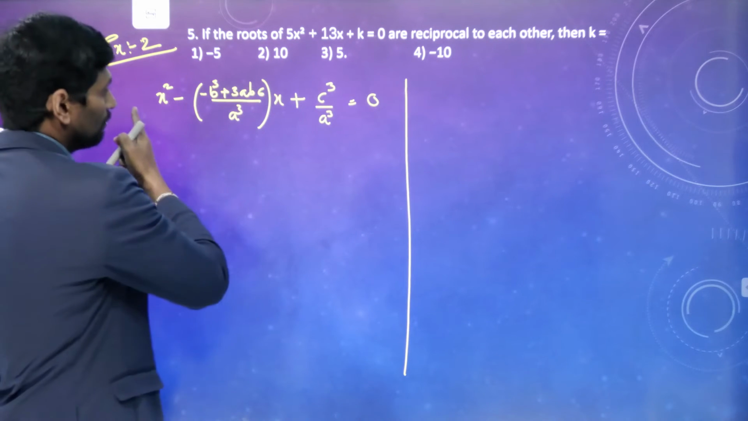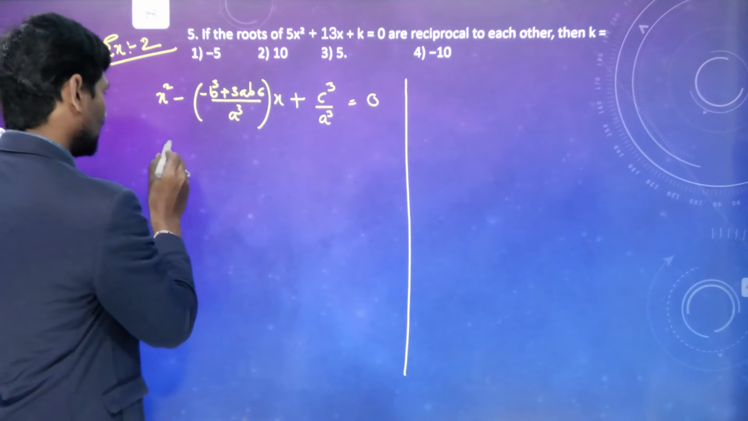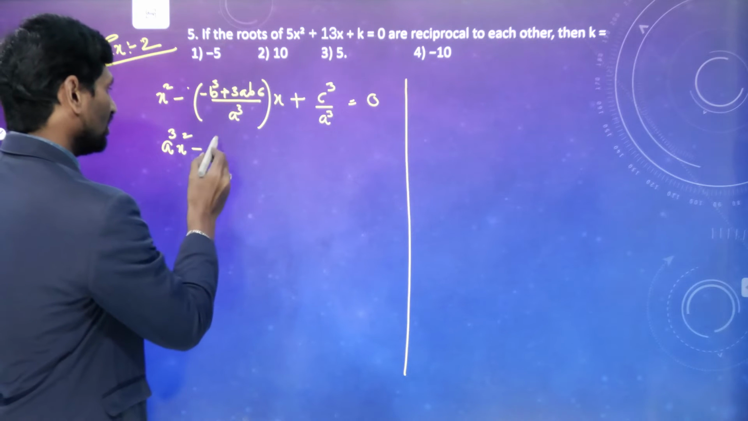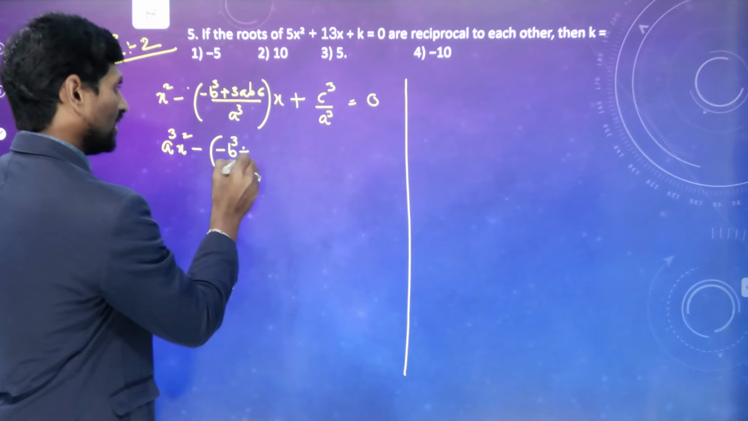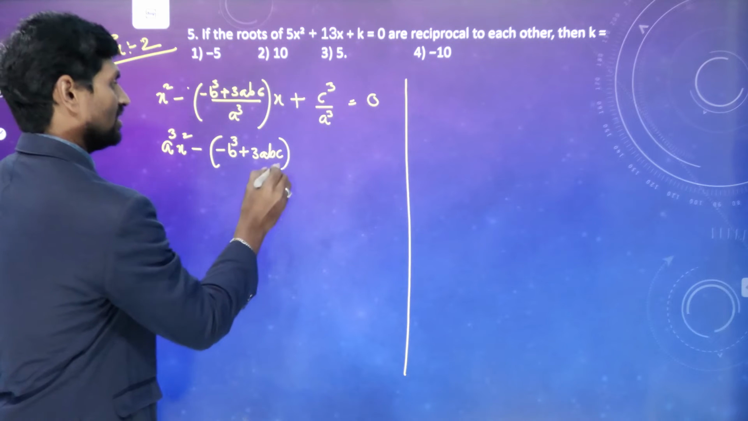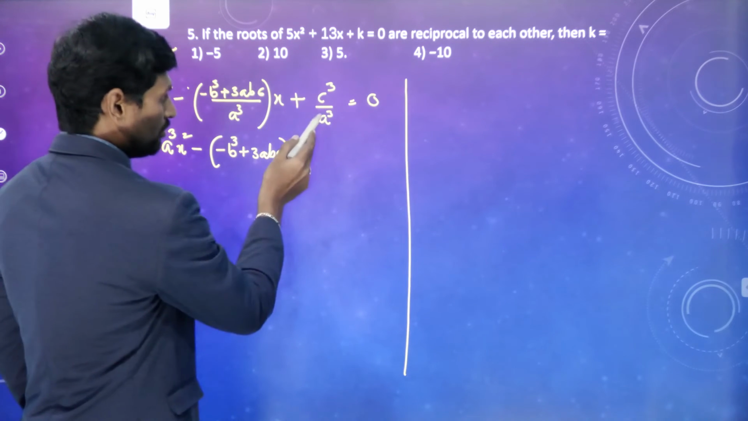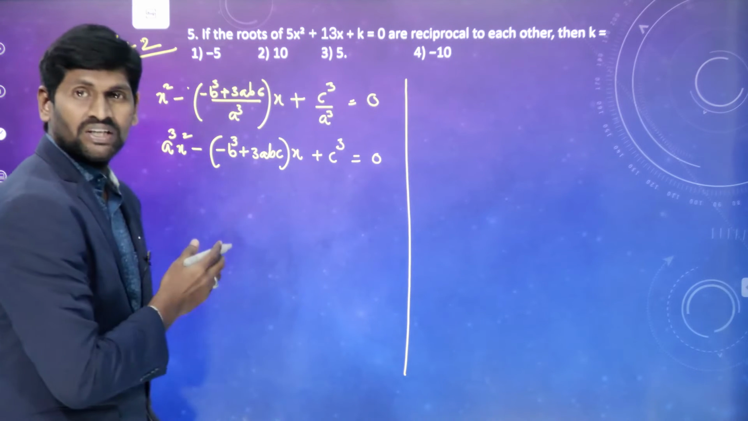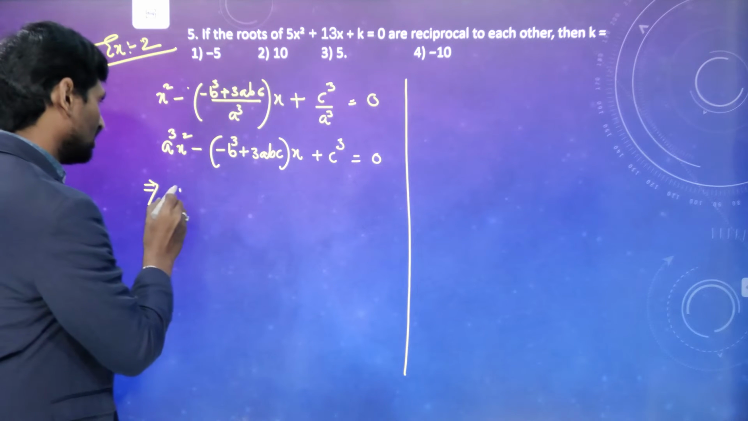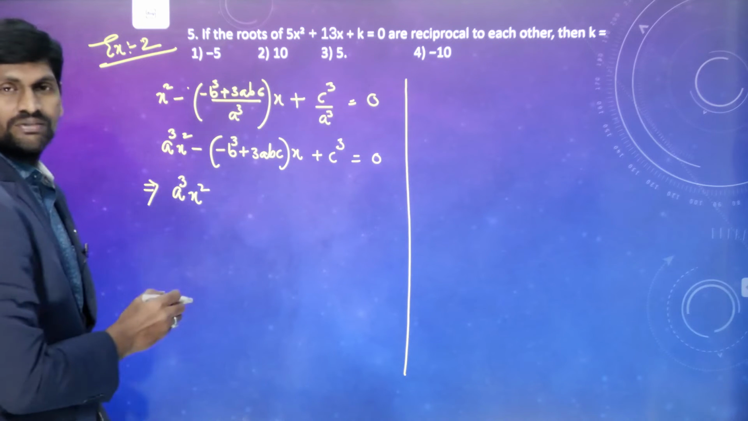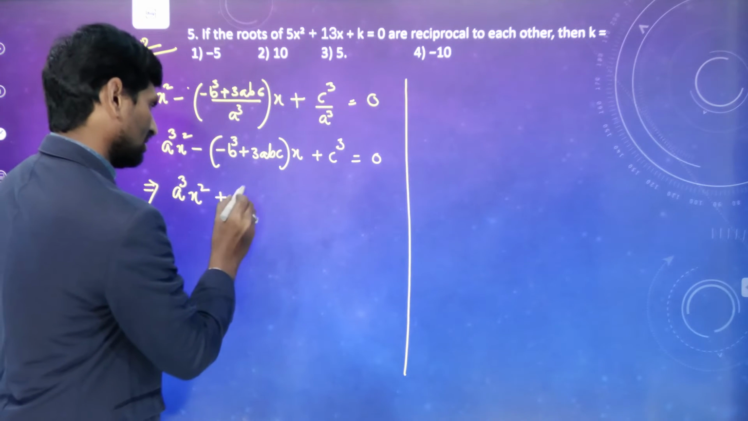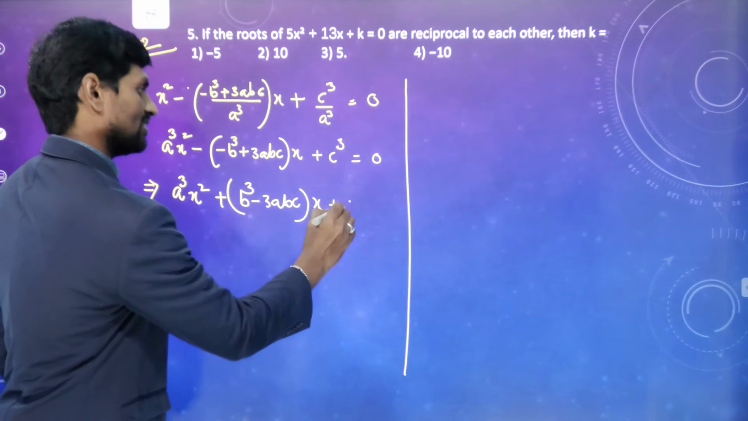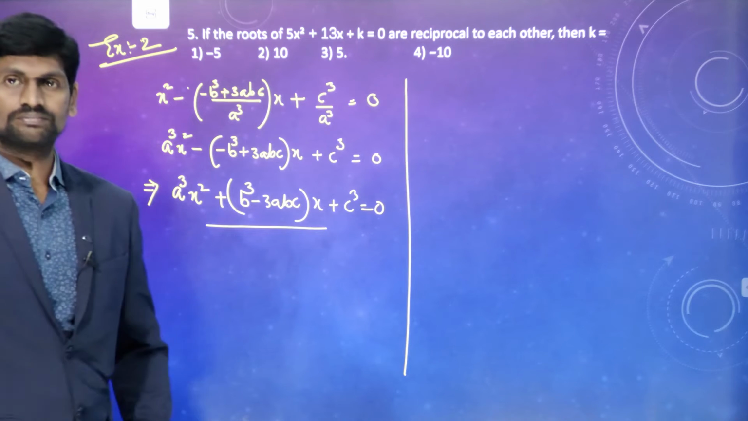Again same like, multiply each and every term with a cube, then this will be a cube into x square minus, here a cube cancels, what is remaining? Minus b cube plus 3abc into x. Here numerator a cube, denominator a cube cancel, plus c cube equal to 0. This one only we are converting into the required form. Now multiply with minus symbol. Minus into minus plus b cube, plus into minus minus 3abc into x plus c cube equal to 0.